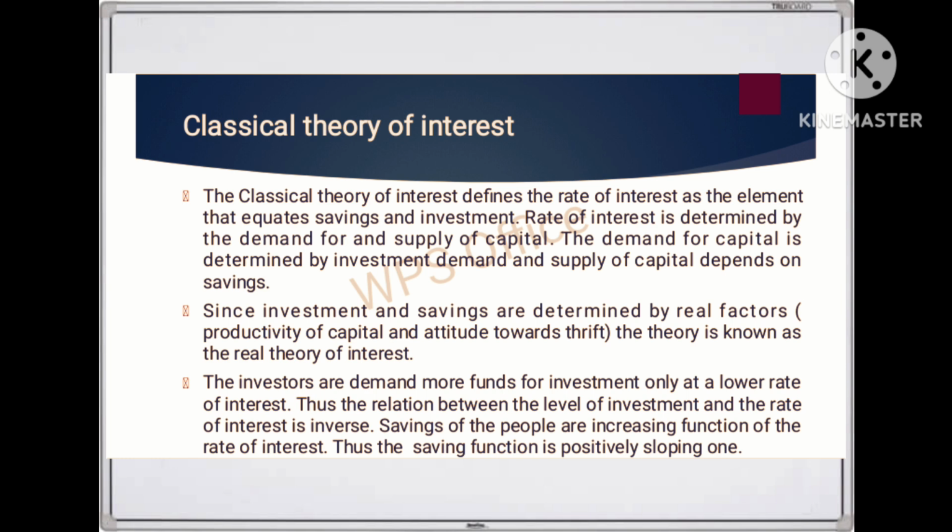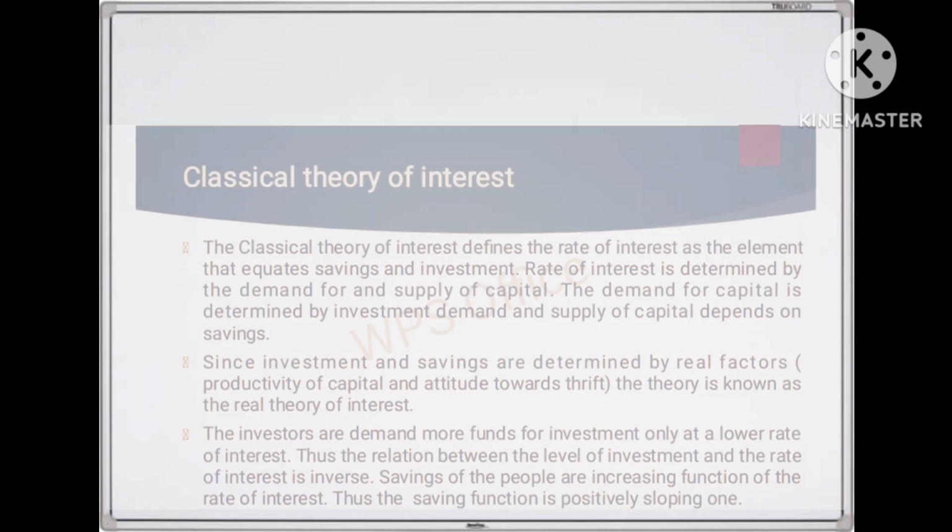The investors demand more funds for investment only at a lower rate of interest. Thus, the relationship between the level of investment and the rate of interest is inverse. Savings of the people are an increasing function of the rate of interest. Thus, the saving function is positively sloping.